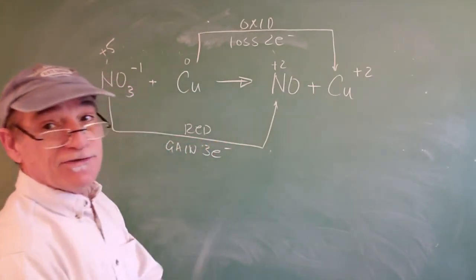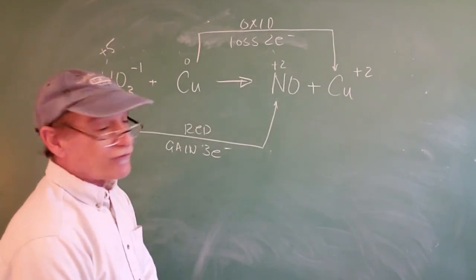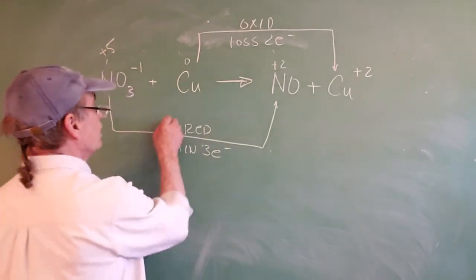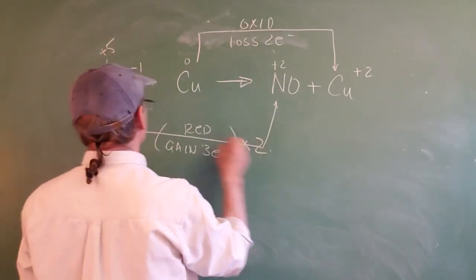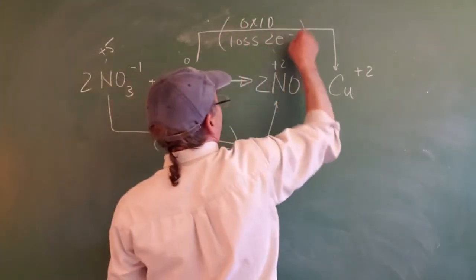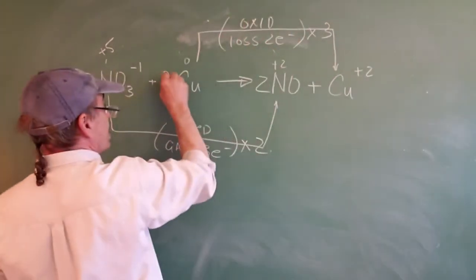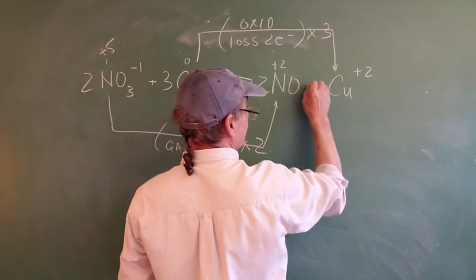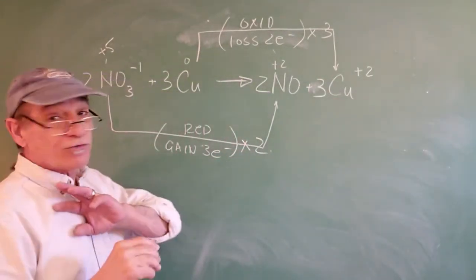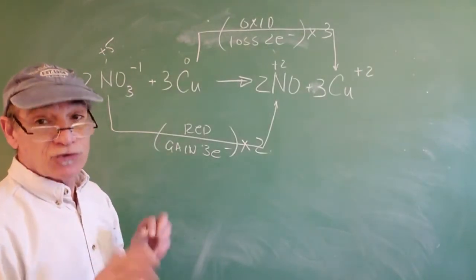Okay, well, this is an easy imbalance to resolve. All we have to do is bump this one up by a factor of 2 and that one by a factor of 3. So let's double our reduction half reaction, meaning 2 NO3s and 2 NOs. Let's triple our oxidation half reaction, meaning 3 coppers and 3 copper ions. Okay, so we have resolved now the electron imbalance.